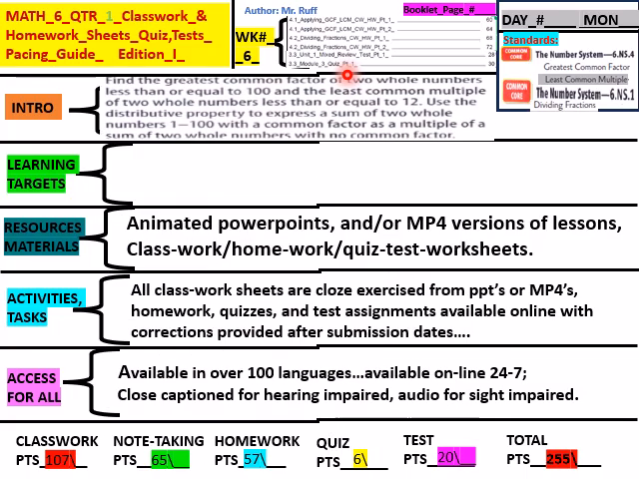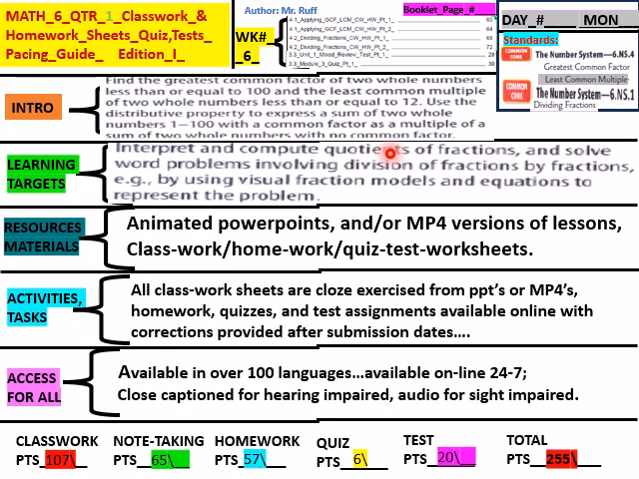And then we go into our intro here. Find the greatest common factor of two whole numbers less than or equal to 100, and the least common multiple of two whole numbers less than or equal to 12. Use the distributive property to express a sum of two whole numbers 1 through 100 with a common factor as a multiple of a sum of the two whole numbers with no common factors. So this is the kind of tasks that we're going to be doing.